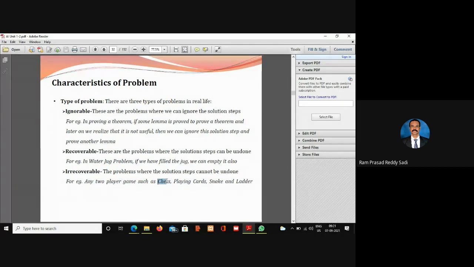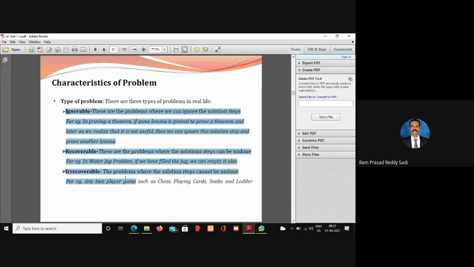A good example is chess. I make a move, I have to stick to that step. I cannot undo it. Whereas in this water jug problem, I can undo it. That's how you have to understand. So three types of problems: recoverable, irrecoverable, and ignorable.